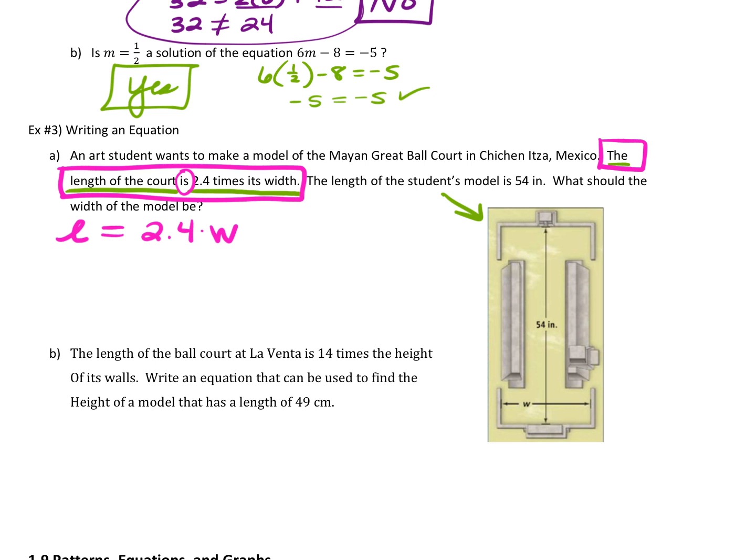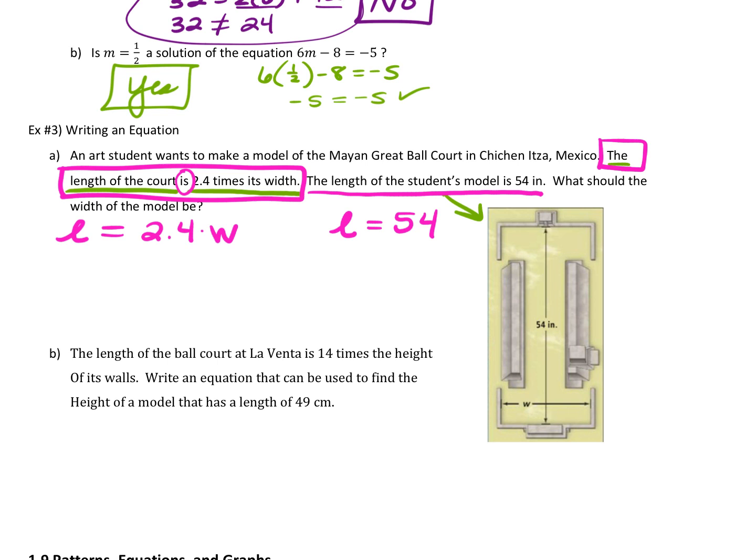It says the length of the student's model is 54. What do you do with that 54? Divided by 2. Just to write the equation. Plug it in for L, right? This says the length of a student's model is 54.